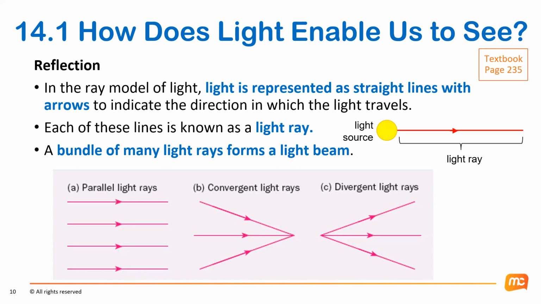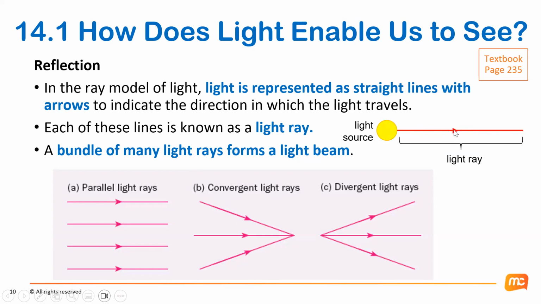Then we move on. We use ray models of light to represent light because we can't really see exactly how light behaves. So we use a model to represent light so that we can study how it behaves. In the ray model of light, as you should have learned before, light is always represented by straight lines with an arrow to indicate the direction. In this case, the light source, then the light ray. It's just a straight line with arrows.